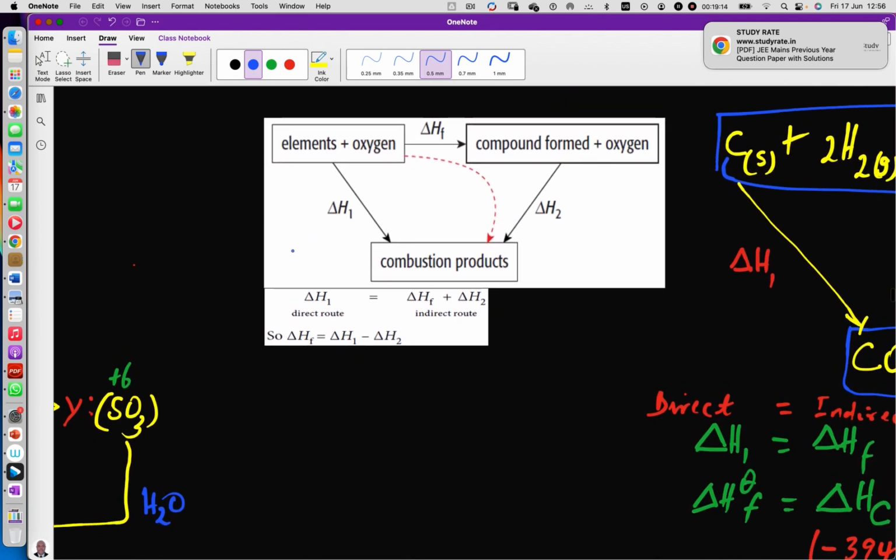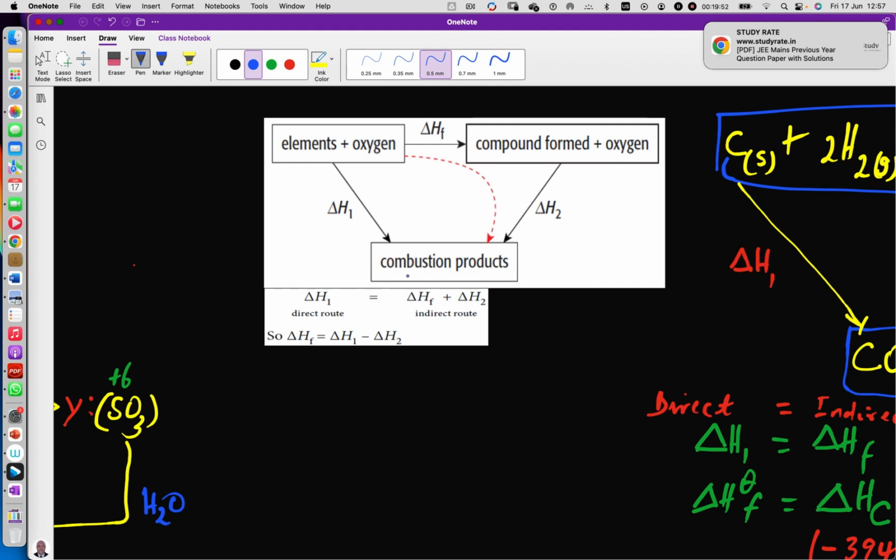For enthalpy of combustion, learners, elements plus oxygen will give you the enthalpy of formation, the product. Then the product plus combustion, you will have combustion products. Then elements plus oxygen can go directly to what we call the combustion product. So now a dotted line is showing the indirect route.